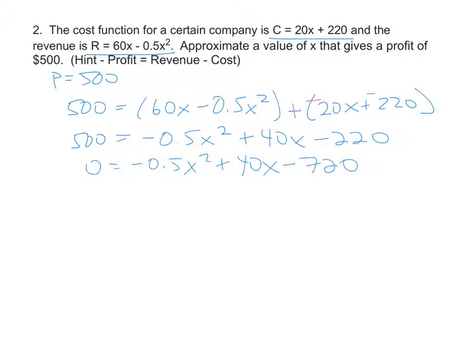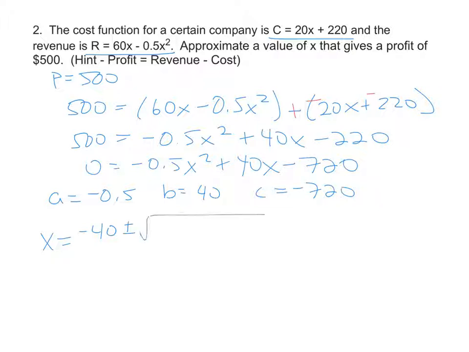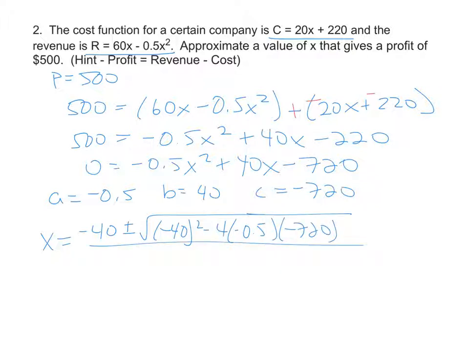Now at this point, I can use the quadratic formula, and I'm going to do that first, and then I'm going to show you how we actually can complete the square with a little manipulation of that equation. But let's use our quadratic formula. A equals negative 0.5, B equals 40, C equals negative 720. So I end up with x equals negative 40 plus or minus the square root of negative 40 squared minus 4 times negative 0.5 times negative 720 all over 2 times negative 0.5.